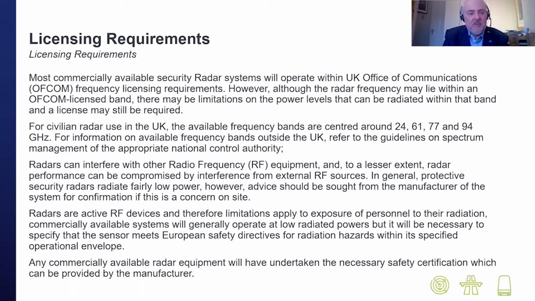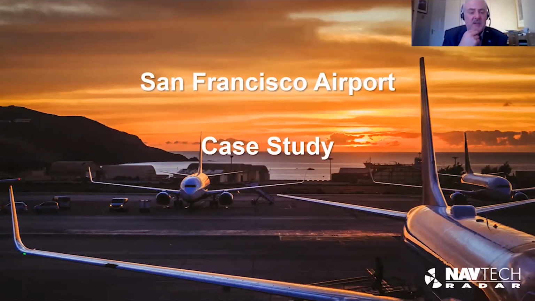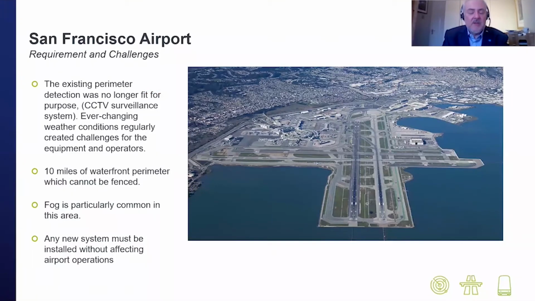Okay, so that's quite a lot to take in, lots of different things to consider when you're looking at using radar. What I'm going to do now is go through a bit of a case study we put together based on San Francisco Airport, where a lot of these types of effects were actually taken into account during the specification of the system on the site. Okay, so that's San Francisco Airport. As you can see there, it's a mixture of ground and marine perimeter on this particular site.